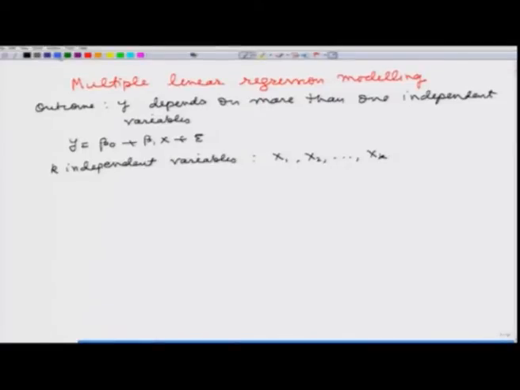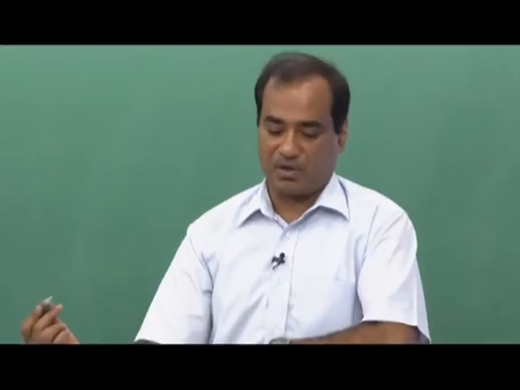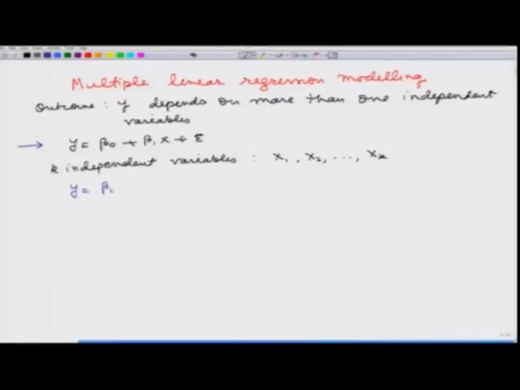So, the same model which we have considered in the case of simple linear regression model can be extended to the case when there are more than one independent variables, and this can be written as y is equal to beta 0 plus beta 1 x1 plus beta 2 x2 up to beta k xk plus epsilon.